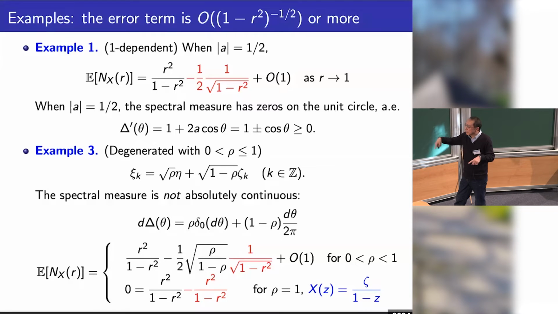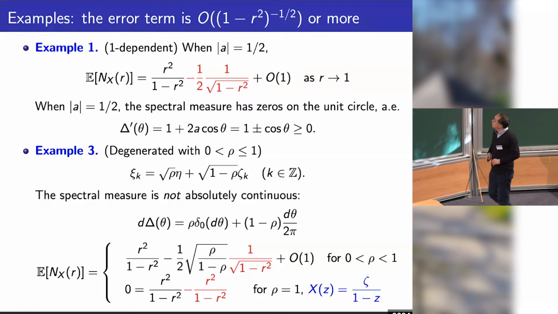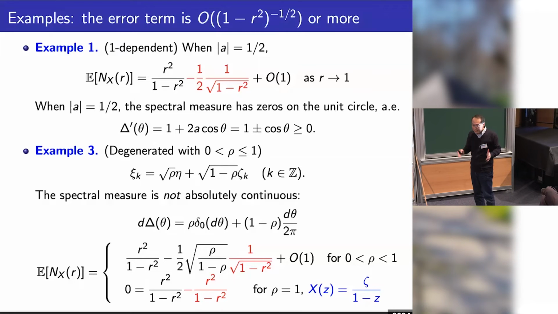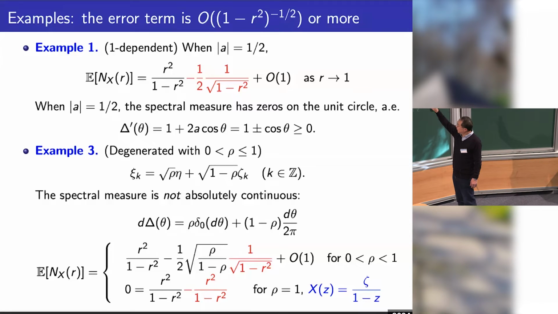Sorry, on the circle. And the second one is a degenerate case. In this case also, we have some diverging part here. But anyway, depending on the structure of the spectral density, we have a different type of error term.